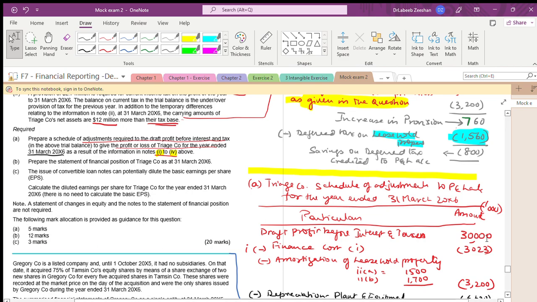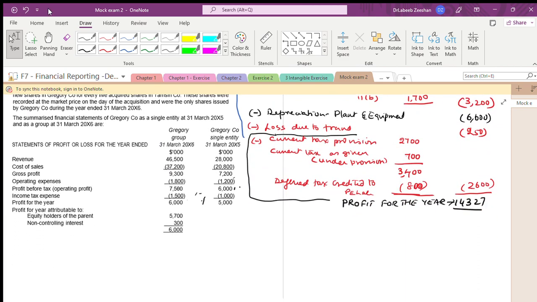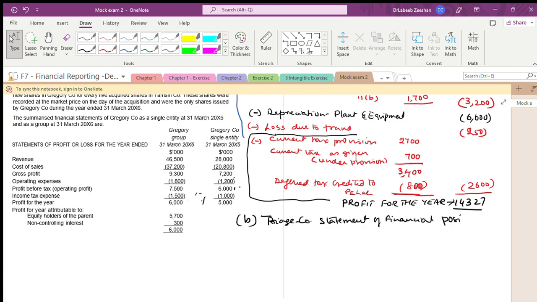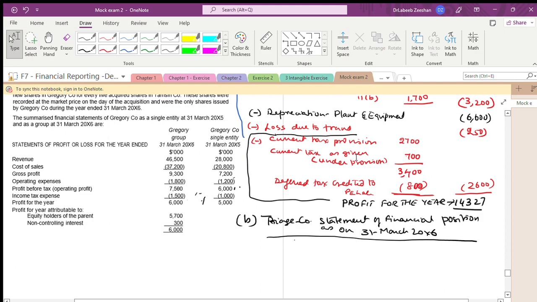Fine. Now, what we have to do is the balance sheet. Point B: we have to prepare the statement of financial position of the trade company as on 31st March 2006. Particulars, amount.